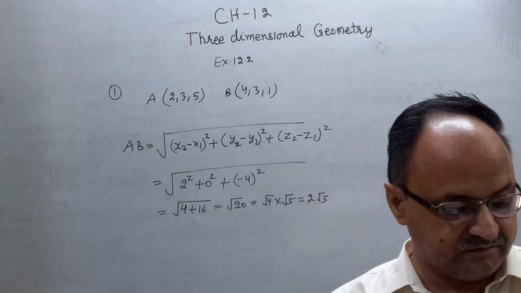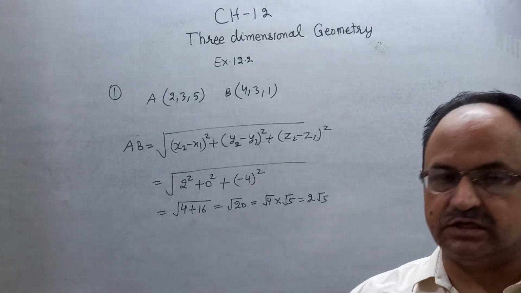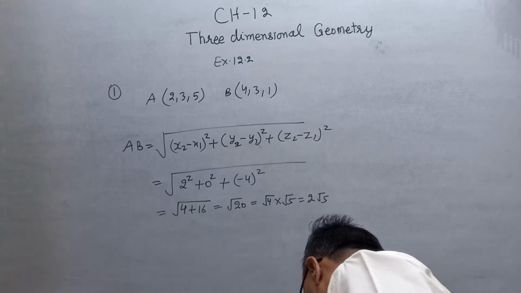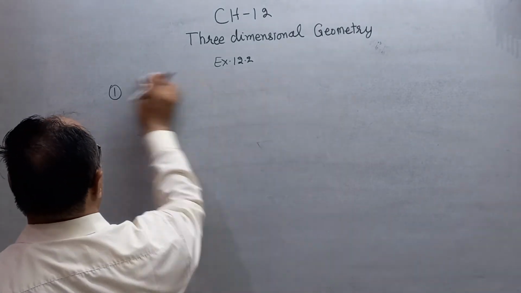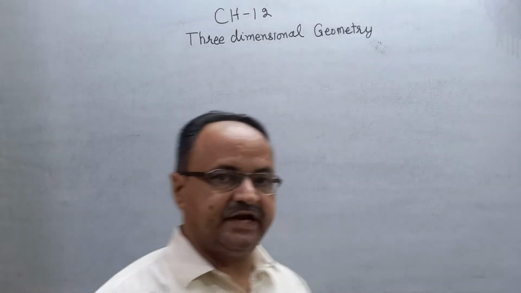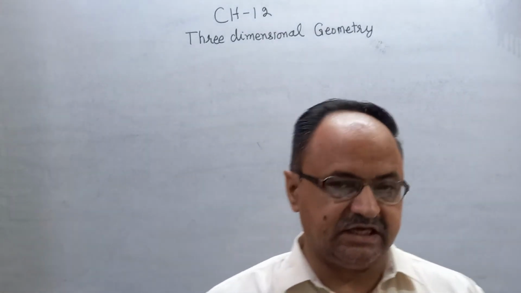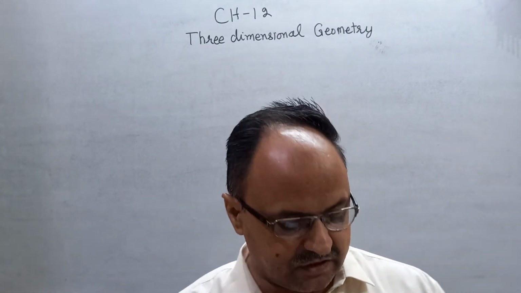Question number three. Verify that the following are the vertices of an isosceles triangle. And you know very well, in an isosceles triangle, any two sides are equal. Firstly, find AB, BC, and then AC. If any two sides are equal, then you can say these are the vertices of an isosceles triangle.